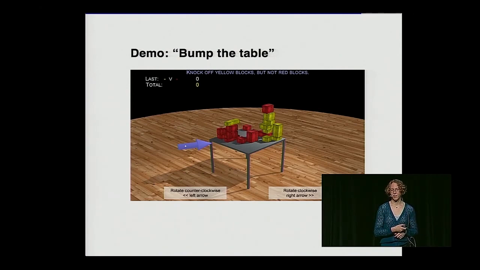Instead of saying that the tower or the table will be bumped, we're saying that you have to bump the table in order to knock off the yellow blocks, but not the red blocks. So you get points for every yellow block that falls off, and you lose points for every red block that falls off. And you get to choose the direction and magnitude of the arrow to specify where to bump the table and how hard to bump the table.